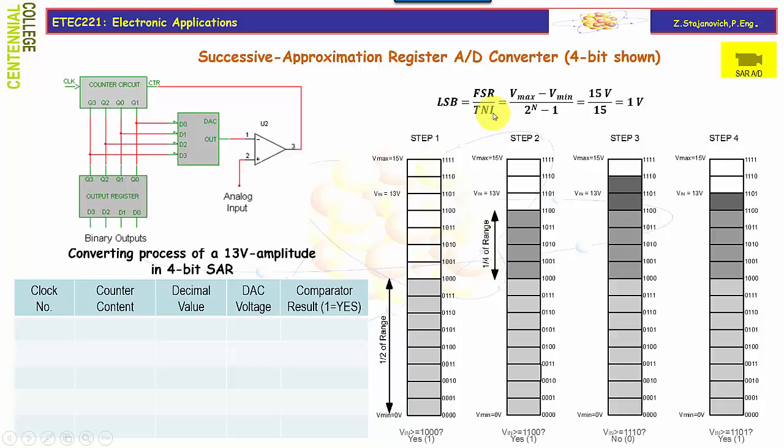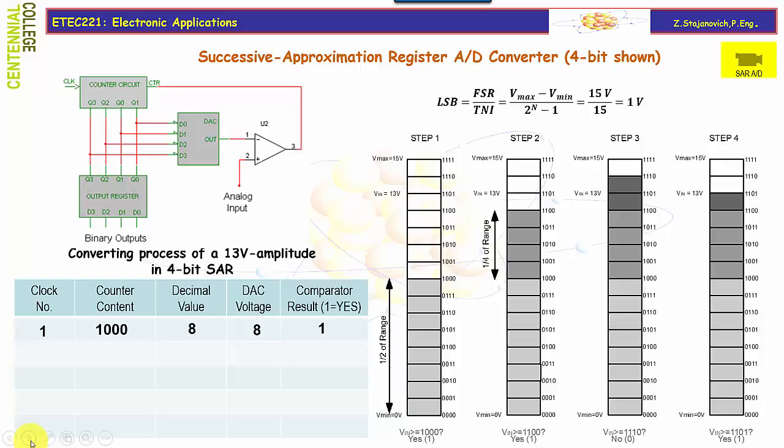Since the SAR has no idea what the amplitude of the current sample is, it will expect from the comparator a rough estimation on whether the current sample is higher or lower than half of the maximum value, which is 15 volts decimal or 1111 binary. Therefore, in the very first step, or first clock, the control circuit sets the SAR value to 1000 binary, or decimal 8. That is half of the total range.